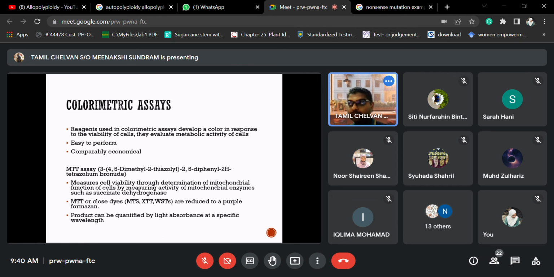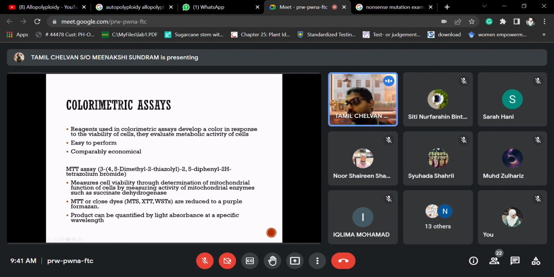Okay, if you do studies with Dr. Mai, she does a lot of MTT assays. So MTT assay is 3-(4,5-dimethylthiazol-2-yl)-2,5-diphenyltetrazolium bromide assay. Okay, it measures cell viability through determination of mitochondrial function of cells by measuring activity of mitochondrial enzymes such as succinate dehydrogenase. So if a cell is alive, the mitochondrion must be alive, must be working. Kena mitochondrion yang produce energy. So they are trying to dye the mitochondrion. Okay, enzyme dalam mitochondrion tu.